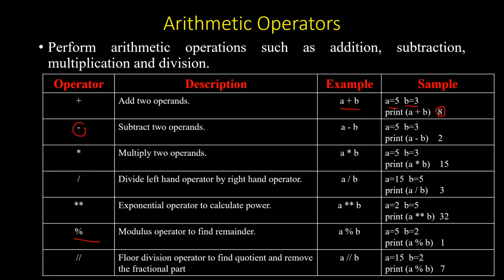Similarly for subtraction, multiplication, division, and the next one, exponential. For modulus, it shows only the remainder for a modulo b, and the next one, floor division, is used to find the quotient and remove the fractional part. So for a and b the values are given.